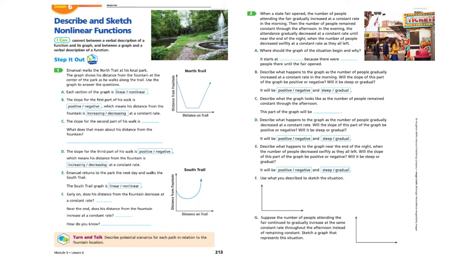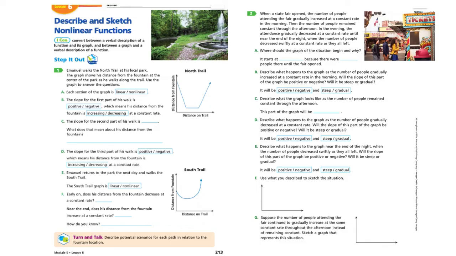Because were there any people there when the fair opened other than the workers? They're talking about attendees. B, describe what happens to the graph as the number of people gradually increased at a constant rate in the morning. Will the slope of this part of the graph be positive or negative? Will it be steep or gradual? And so here's where you'll choose the answer for those.